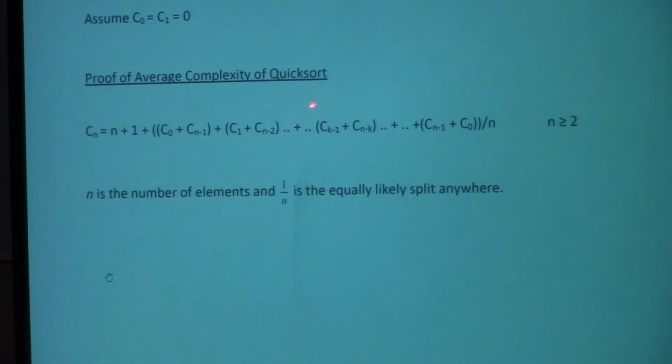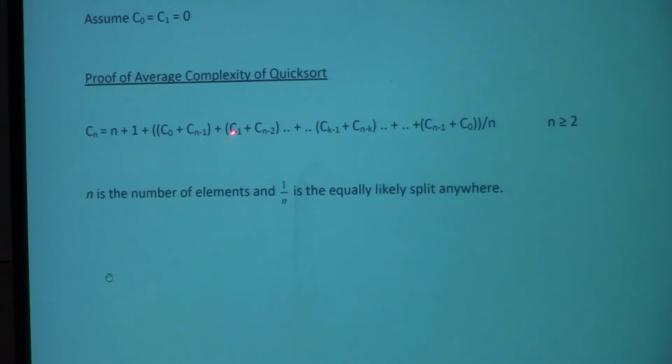Right, plus n minus 1 on the left, 0 on the right. Take them all and divide them by n. Well, what we're doing here, basically, is we're looking with equal probability at every single possible partitioning. For example, if the pivot stays in position number 1, then the left part will have no elements in it, and the right part would have n minus 1.